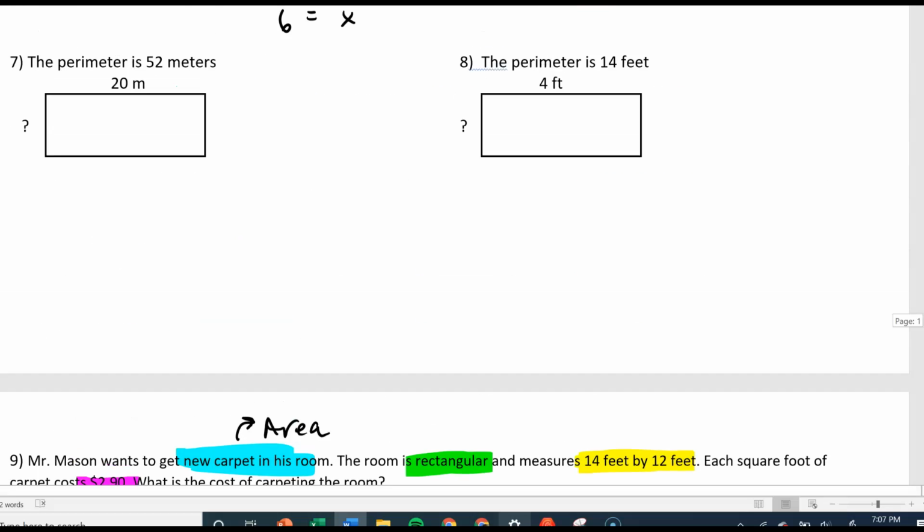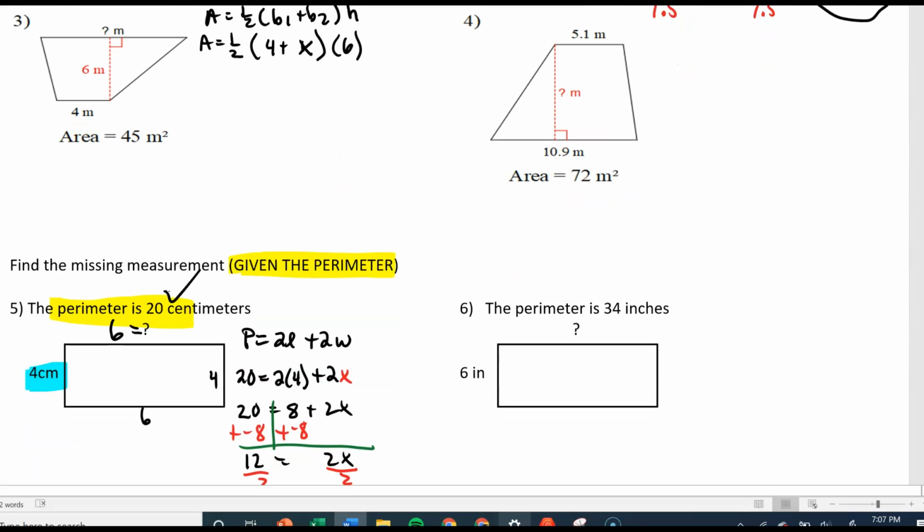As always, take a picture of 1 through 9. Every single problem should be done nice and neat, organized, answers circled, and then send it to me when you are done via email.